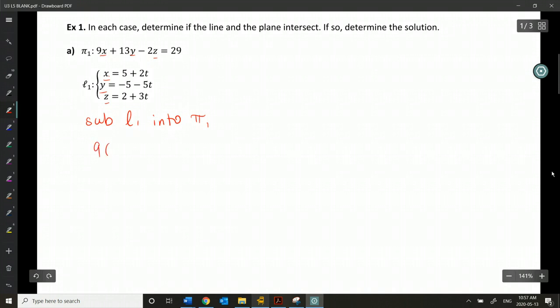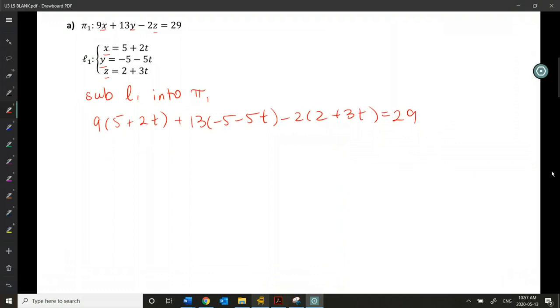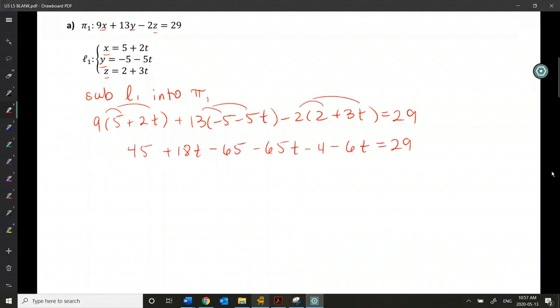And that means that I'm going to take my x parametric equation, 5 plus 2t, plug that in for x, and same thing with y and z. Okay, now our job is simply to expand and simplify and see what happens. So we're going to bring the 9 in, the 13, and the 2. So this is what you should get. And then we're going to simplify all of our constants and bring them over to the right side, and all of our variables here.